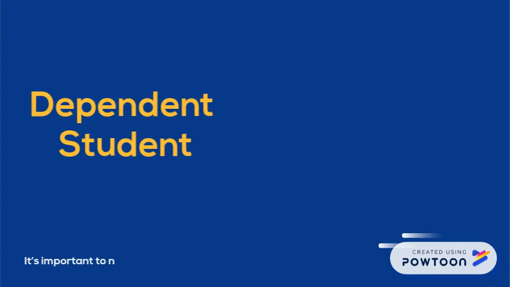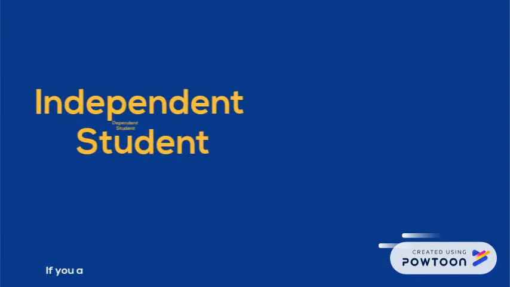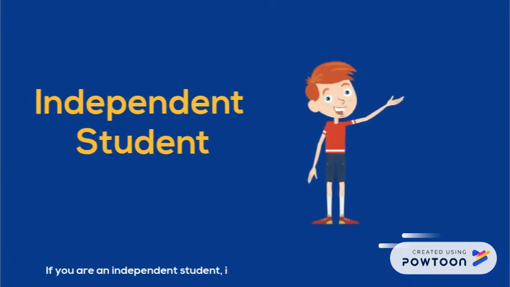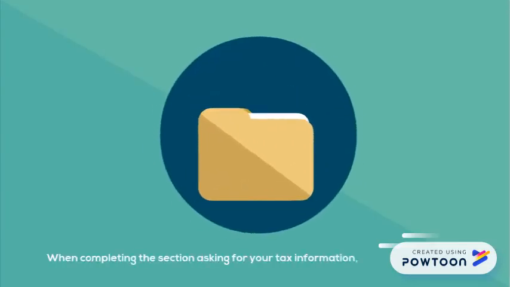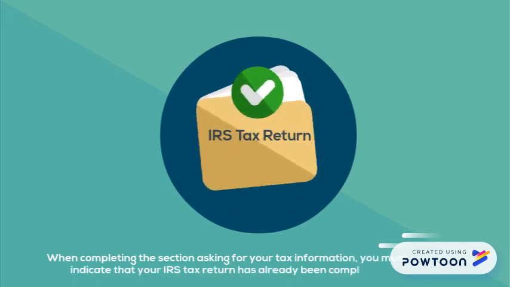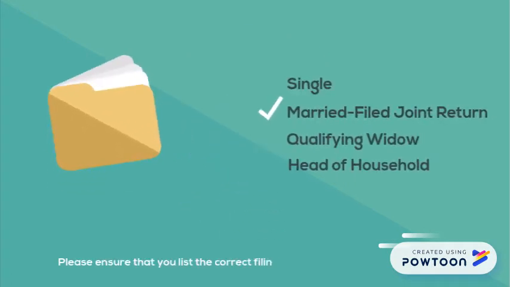It's important to note that if you are a dependent student, then this process applies to you and your parents. If you are an independent student, it will only show your information. When completing the section asking for your tax information, you must indicate that your IRS tax return has already been completed. Please ensure that you list the correct filing status that shows on your tax return.